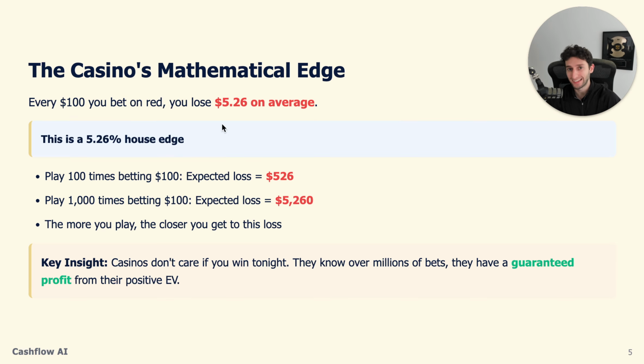That's what they call the casino edge. That's a 5.26% house edge. So if you play 100 times, you're expected to lose $500. 1,000 times, you're expected to lose $5,000. So the more you play, the closer you get to this loss. And that's the key thing. Casinos don't care if you win tonight, because they know they win over the long haul. Over millions of bets, they have a guaranteed profit because of their positive EV and our negative EV playing against them.